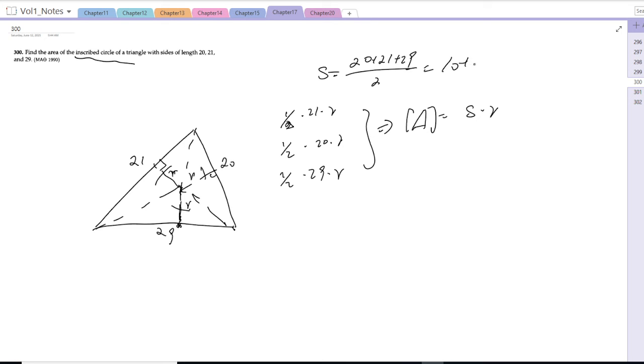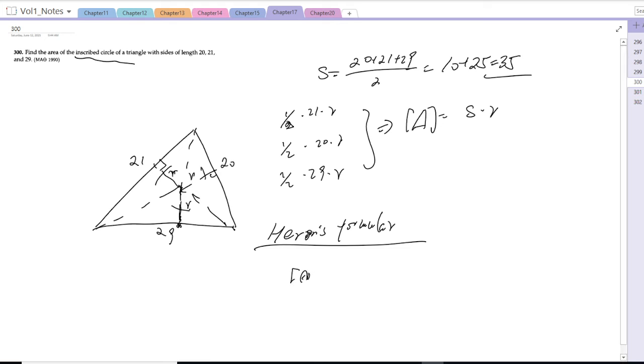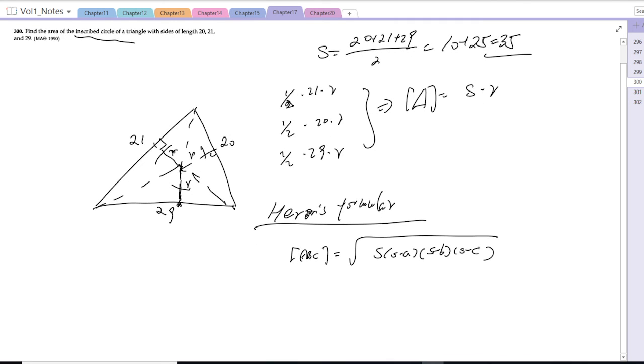It is 10 plus 25, which is equal to 35, right? And you also know the triangle's area from Heron's formula, right? The triangle ABC area is also equal to the square root of S times S minus A, S minus B, S minus C, right? So the S is 35, right?